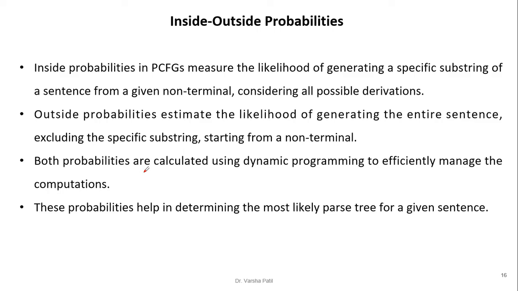Inside probability in PCFG measures the likelihood of generating a specific substring of the sentence from a given non-terminal, considering all possible derivations. And outside probability estimates the likelihood of generating the entire sentence excluding the specific substring, starting from a non-terminal. And inside-outside probability is based on dynamic programming, which makes the computation efficient. And these probabilities help in determining the most likely parse tree for a given sentence. So in this video, the scope is up to only PCFG.